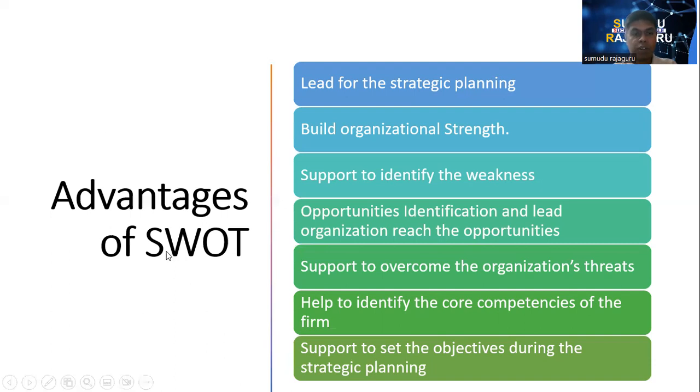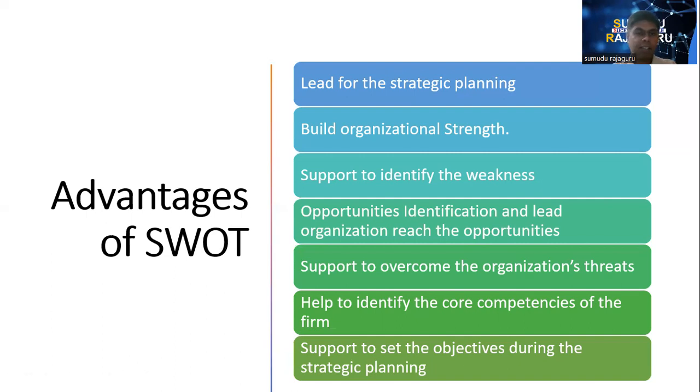When we consider the SWOT, S means strength, W means weakness, O means opportunities, and T means threats. Strength and weakness are within the organization, if not within the person. Opportunities and threats are the external factors, when we consider the organization as well as when we consider the person also.